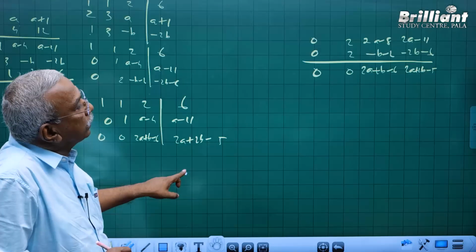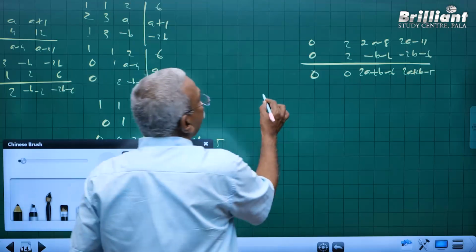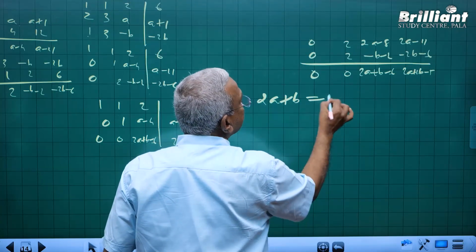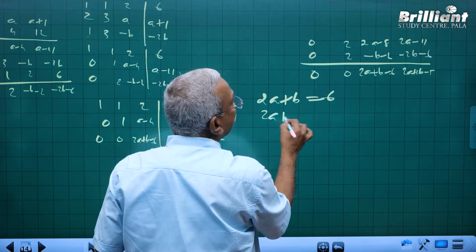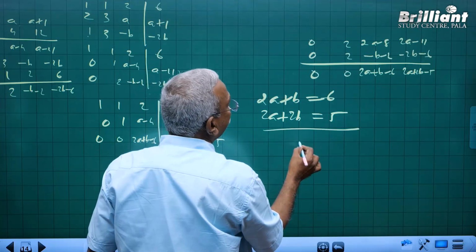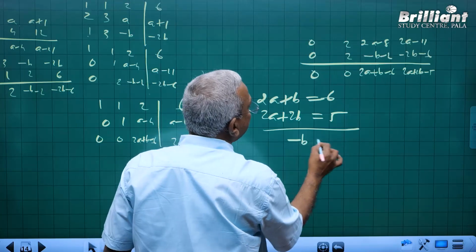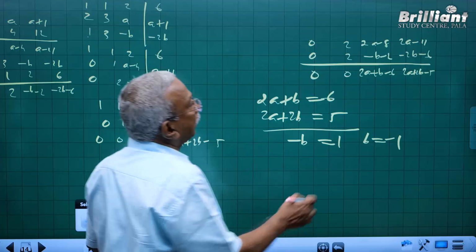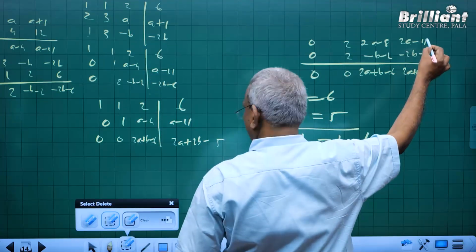For infinitely many solutions, we can write 2a plus b minus 6 equal to 0, or b equal to 6, and 2a plus 2b is equal to 5. So subtract, it will give you minus b is equal to 1, or b is equal to minus 1. I made a small mistake here. When you multiply by 2, here it is not 11, it is 22.